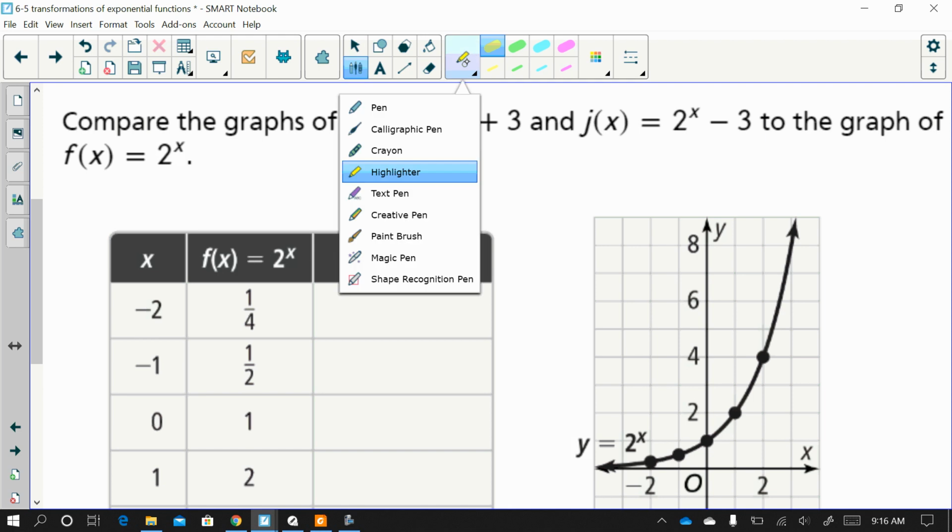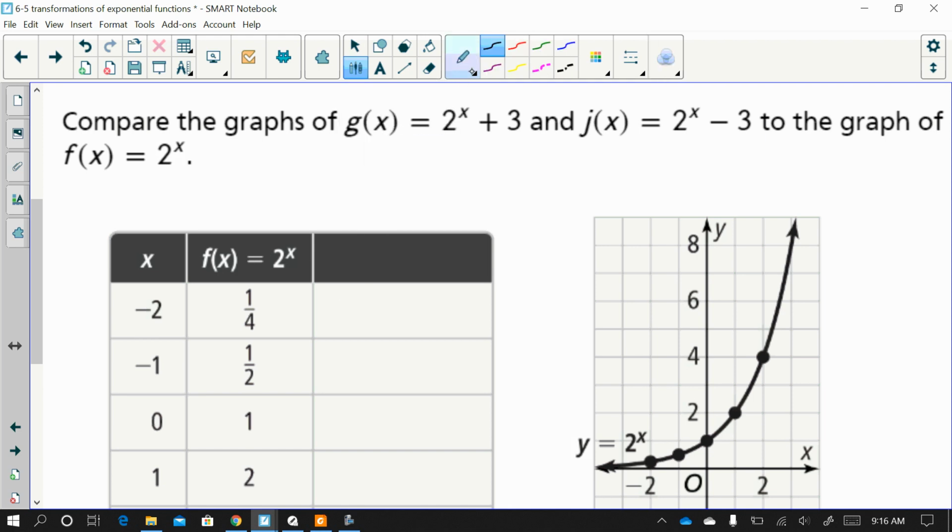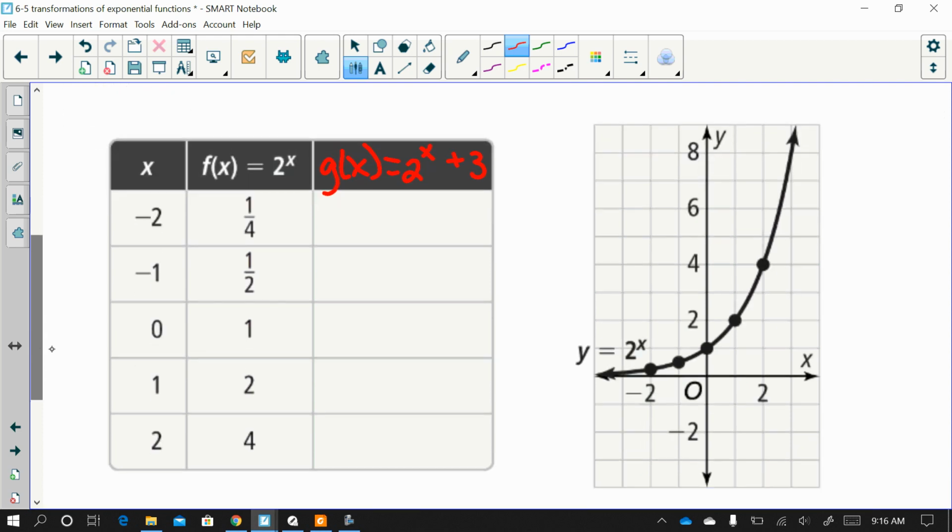They've already done a really nice job and filled out for us f of x equals 2 to the x. So let's do g of x equals 2 to the x plus 3. If this is 2 to the x right here, all we need to do is add 3 each time. So I get 3¼, 3½. 1 plus 3 is 4, 2 plus 3 is 5, 4 plus 3 is 7.